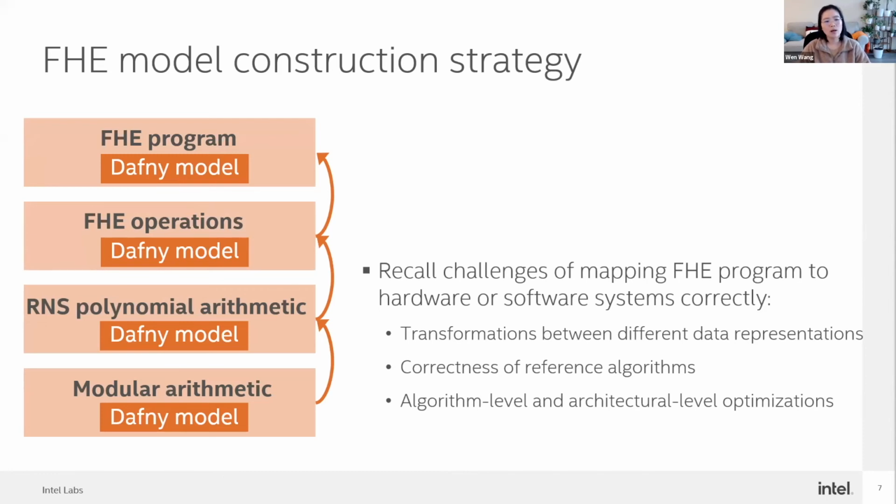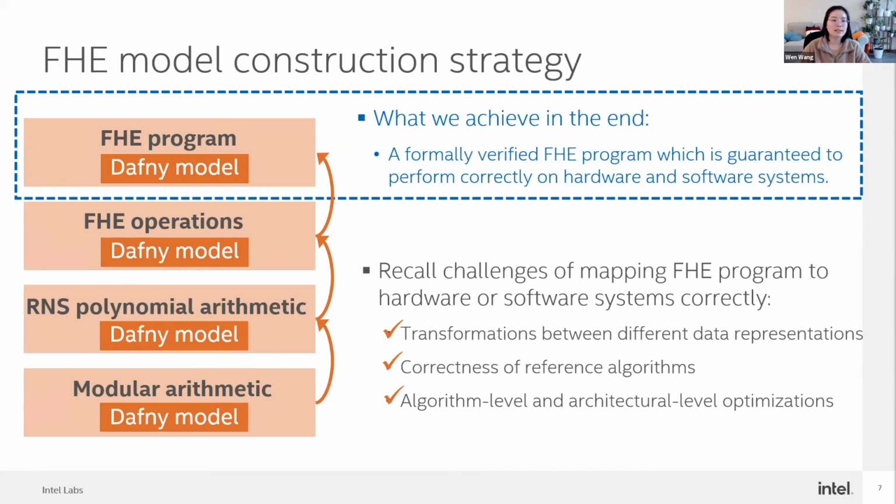So now let's recall the challenges we showed at the very beginning of the presentation, right? When we map FHE programs, we have a bunch of challenges, right? We need to transform between different data representations. We want to make sure that the reference algorithm is correct, and further, I want to track all of the optimizations I apply. So you can see that with this construction approach, as well as the FHE model construction strategy, everything is taken into account when we construct the model, right? So naturally, all of these challenges will be smoothly tackled by following our strategy and approach. And we can confidently say that in the end, we will achieve a formally verified FHE program, which is guaranteed to perform correctly on the system.